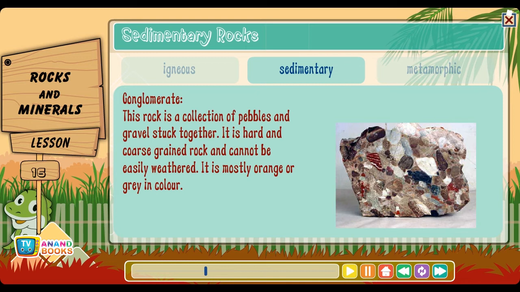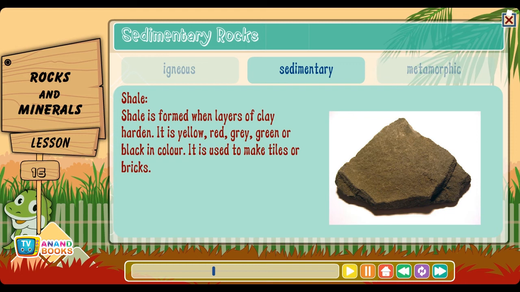Conglomerate. This rock is a collection of pebbles and gravel stuck together. It is hard and coarse-grained rock and cannot be easily weathered. It is mostly orange or green color. Shale. Shale is formed when layers of clay harden. It is yellow, red, gray, green, or black in color. It is used to make tiles or bricks.